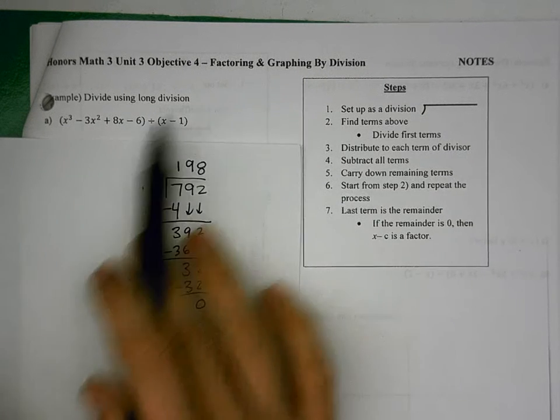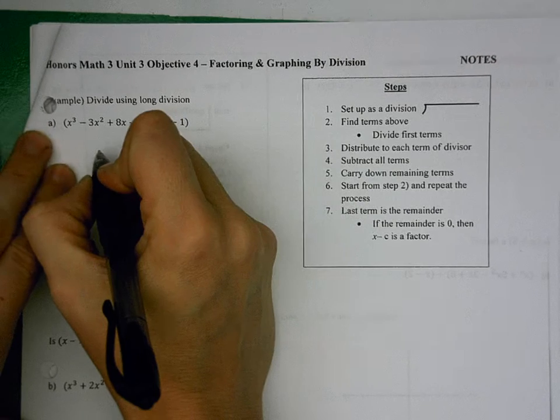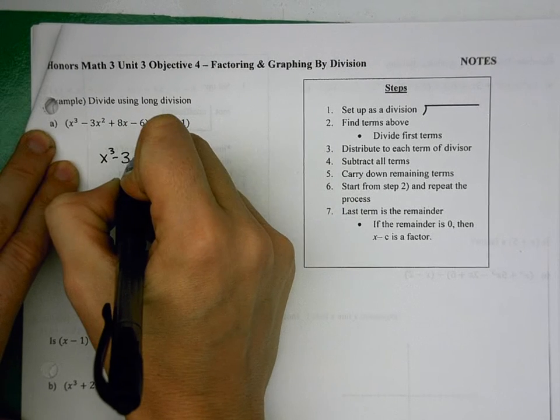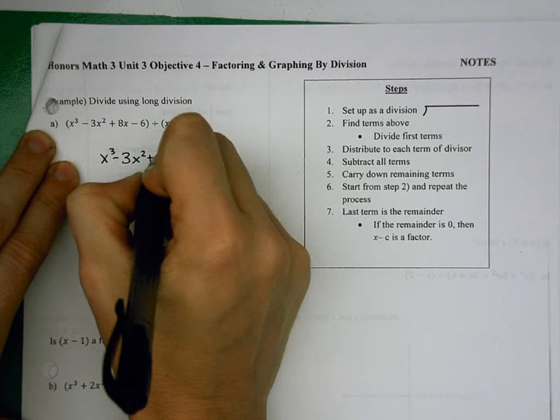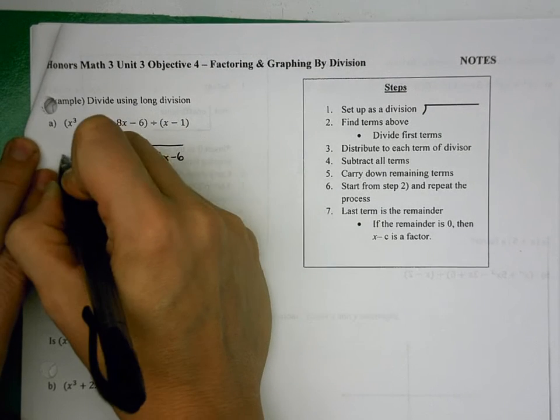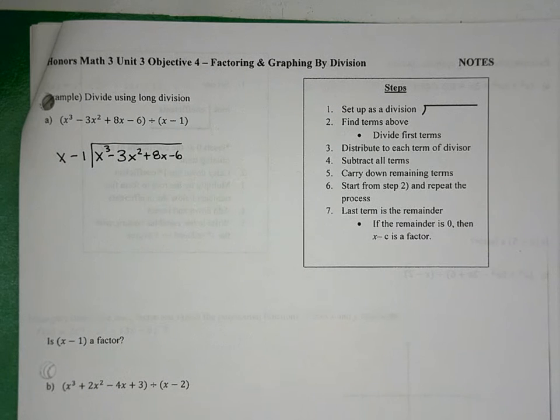Okay, so we're doing this exact thought process, just we're doing it on functions. Okay, so step 1, we're going to set up our division here. We have x cubed minus 3x squared plus 8x minus 6, and I'm looking to see does x minus 1 divide perfectly into that polynomial.